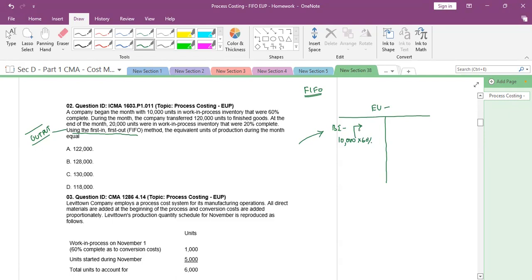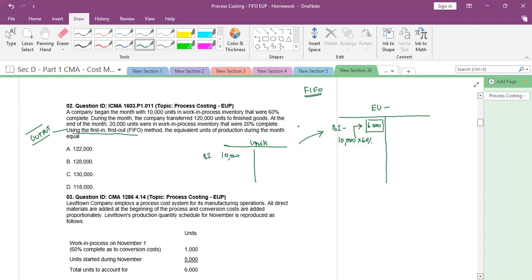Someone is telling 40%. That is which method? Direct method, sir. Direct method. Long process method. Zamir, are you following me? Yes, sir. So we will take here 6,000. Okay. Before that, we need to identify physical units. Physical units, 10,000 units beginning inventory.